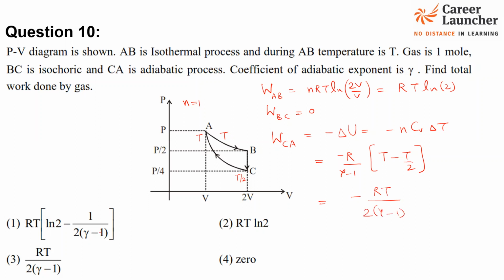So my total work done will be nothing but, I can take RT common, so RT [ln 2 minus 1 upon 2(gamma minus 1)]. So that is my answer. Even from the given options you can figure this out very simply, since both work done terms will be there for the two processes. So that will be the answer, which is option number 1.